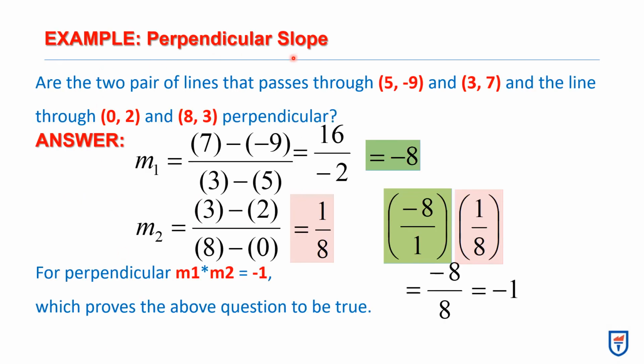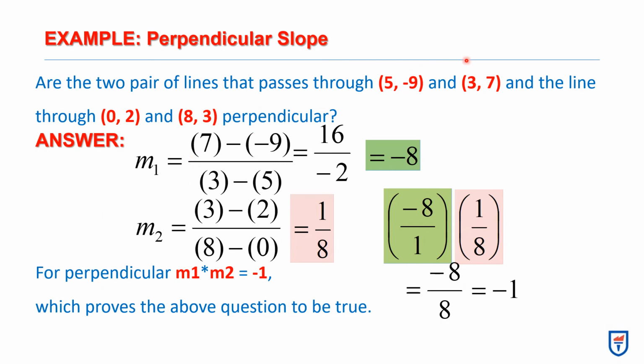Let's now look at one of the examples for perpendicular slope. The question is asking, are the line that passes through points (5, -9) and (3, 7) and the line that passes through (0, 2) and (8, 3) perpendicular? To answer this question, we need to calculate the slopes of these two lines, and then we multiply their slopes to find out whether the product of their slopes gives us -1.